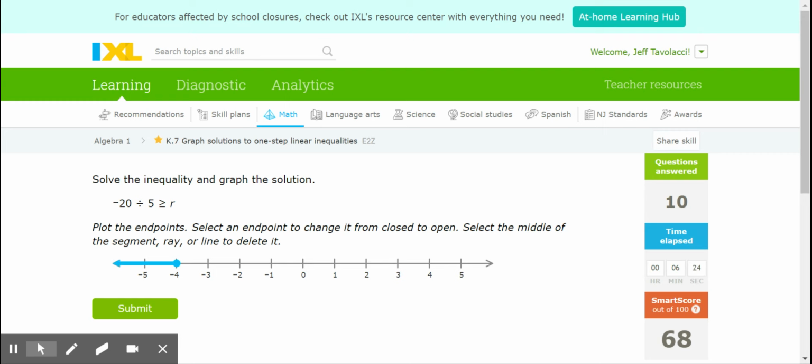So again, negative 4 is greater than or equal to r. Take this step and write it in the other direction. R is therefore less than or equal to negative 4. And that's it.